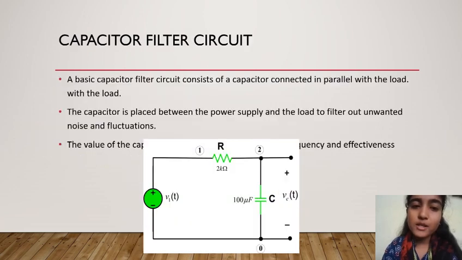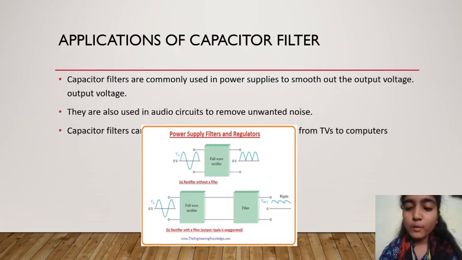Going to the next slide. Capacitor filter circuit. A basic capacitor filter consists of a capacitor connected in parallel with the load. The capacitor is placed between the power supply and the load to filter out unwanted noise and fluctuations. So in the capacitor filter, we will observe fluctuations and noise sometimes. To avoid that, it is placed between the power supply and the load. The value of the capacitor determines the filter's cutoff frequency and effectiveness. I have represented an image of the capacitor filter circuit here. You can observe here. Moving to the next slide.